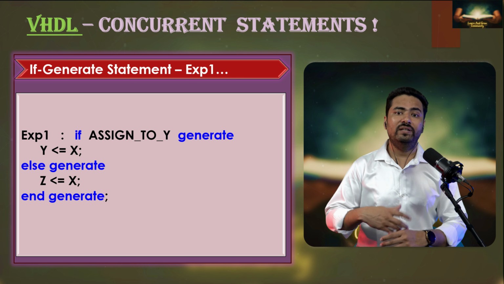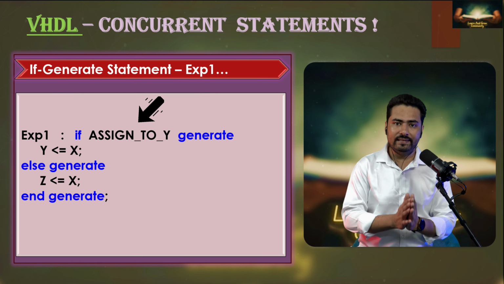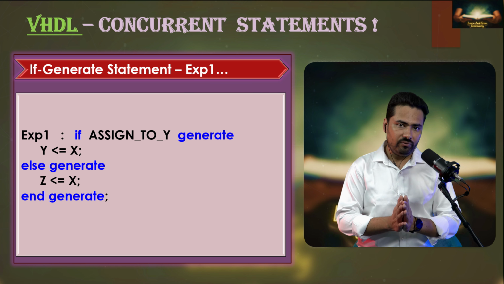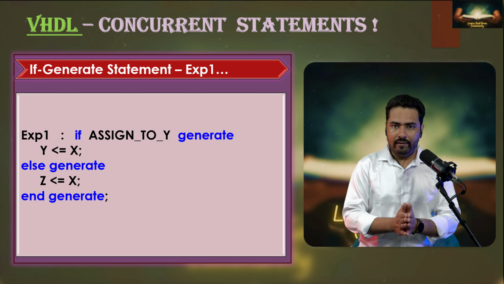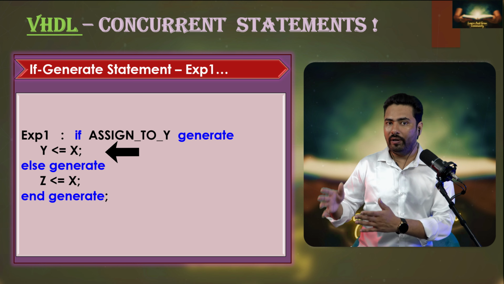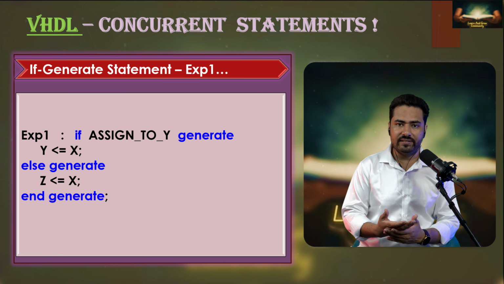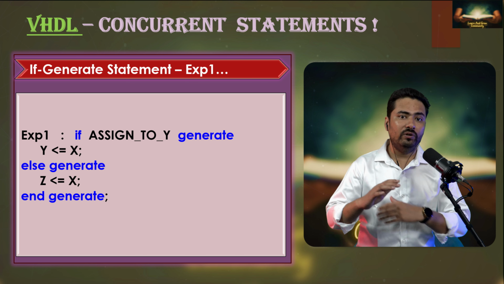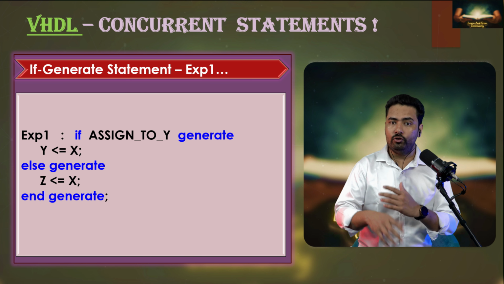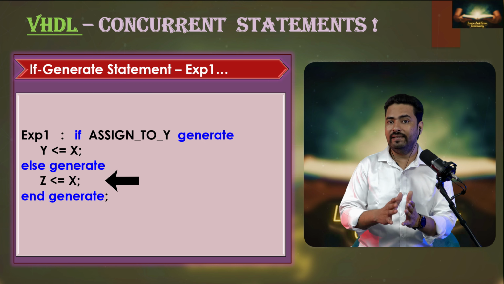Now let's look at a simple example. Here we have a single condition named assign_to_y. Here is how it works in practice. If assign_to_y is declared and set to true, then signal x will be assigned to signal y. This assignment is strictly determined during the synthesis phase and remains constant once the FPGA configuration is loaded. Alternatively, if assign_to_y is false, then signal x will be assigned to signal z.